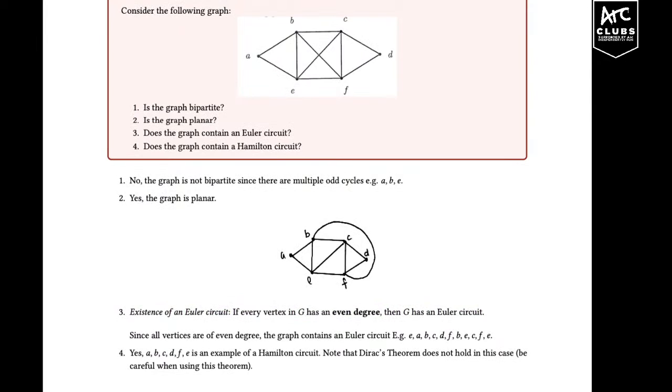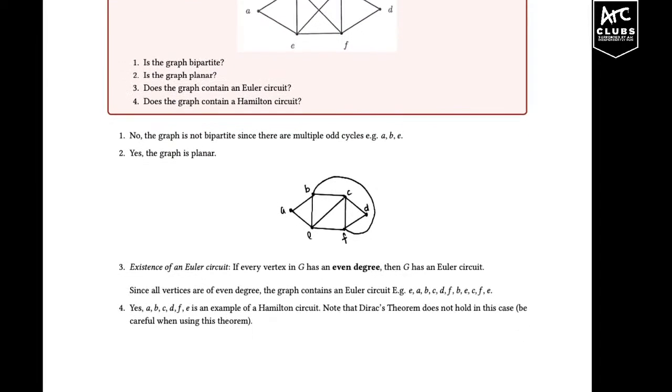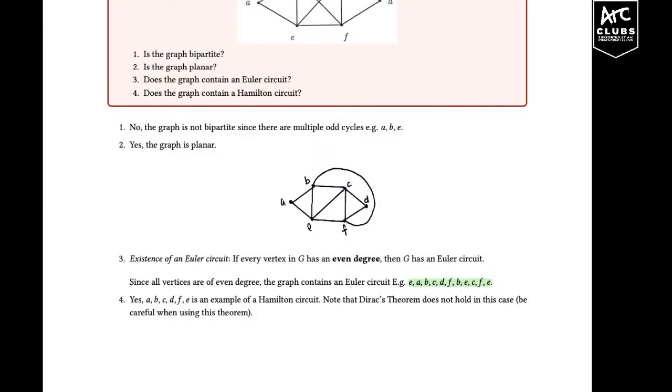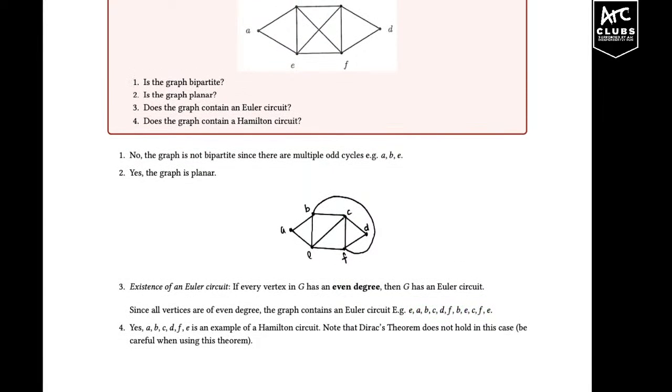Okay, so if you look at the graph here, all the vertices are of even degree, so you can state straight away that the graph contains an Euler circuit. And a good idea is to just list out a circuit that you can find, right? So that way you can be certain that there is an Euler circuit.